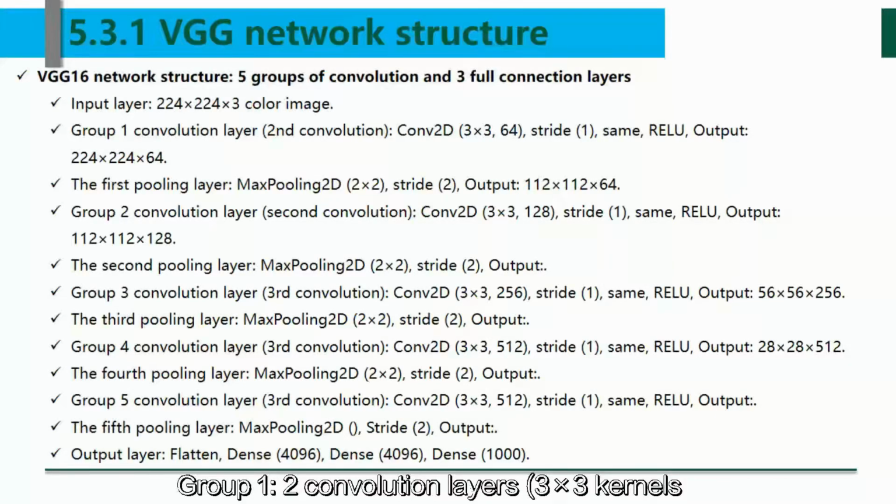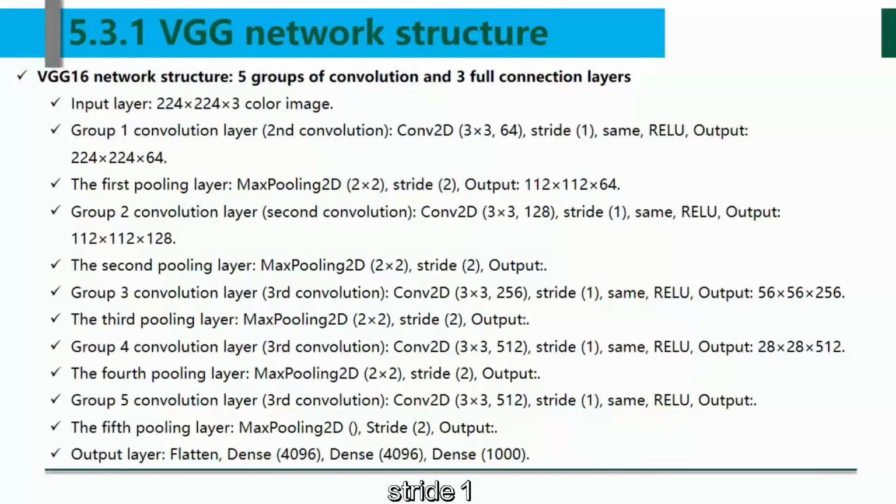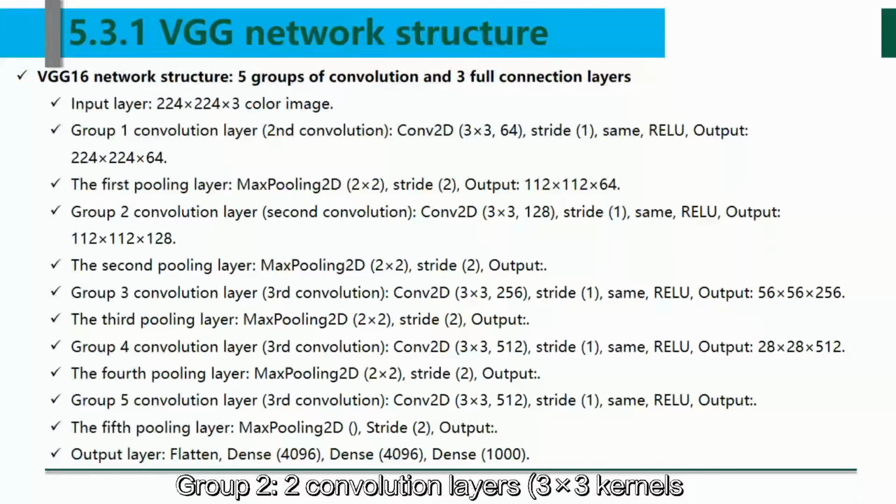Group 1: 2 convolution layers, 3 by 3 kernels, 64 channels each, stride 1, same padding, ReLU, then 1 max pooling layer, 2 by 2, stride 2. Output after pooling: 112 by 112 by 64. Group 2: 2 convolution layers, 3 by 3 kernels, 128 channels each, same padding, max pooling. Output: 56 by 56 by 128.